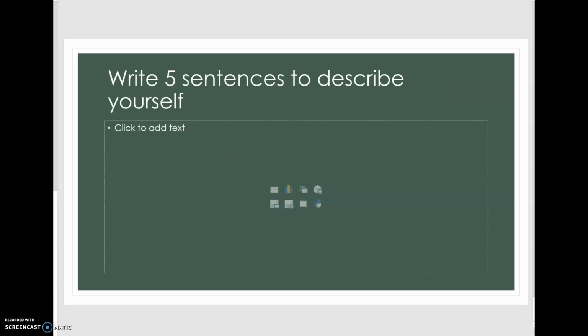See if you guys, your challenge is to write 5 sentences to describe yourself. So using the information on this sheet and the vocabulary from Education Perfect, see if you can write 5 sentences to describe yourself. Upload these to Work Due.